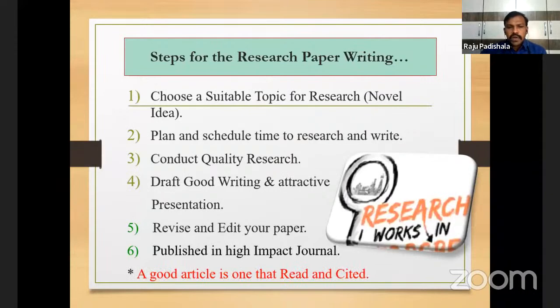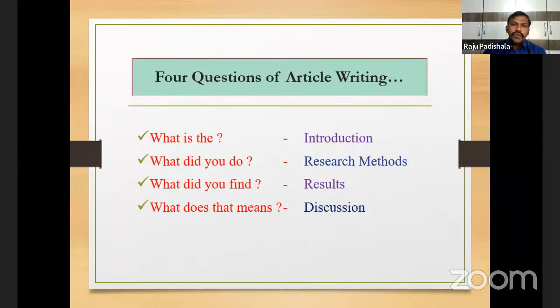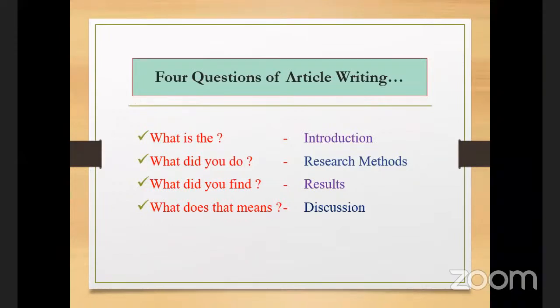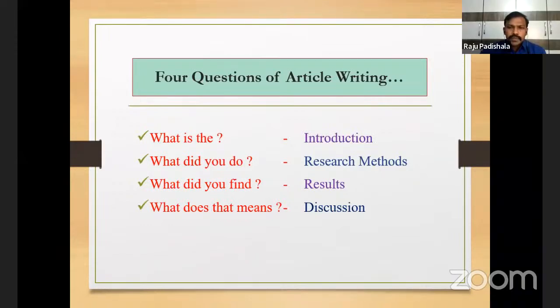So we must remember a good article is one that must be read and cited by the peers or by the various readers. So we have to answer these 4 questions as an academician, as a resource person, as a researcher. So what is the research? We have to clearly explain what the research is in the introduction part, and what did you do.